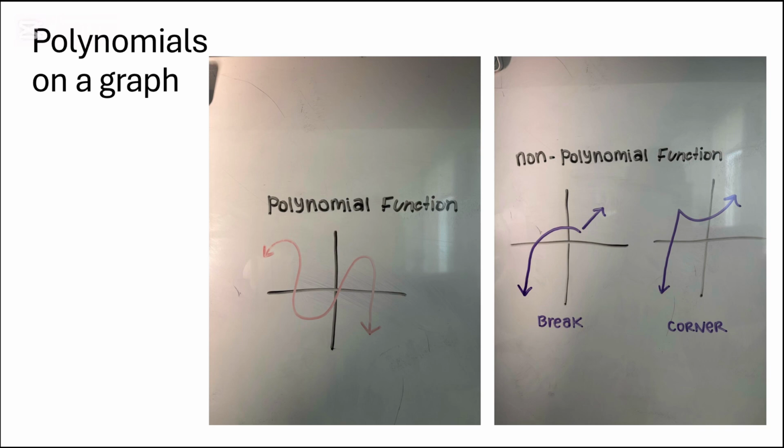So let's have a look at polynomials on graphs. The first one with the red writing, this polynomial function is considered a polynomial because it is one line. There are no breaks or corners. A non-polynomial function on a graph would have something such as a break or a corner.